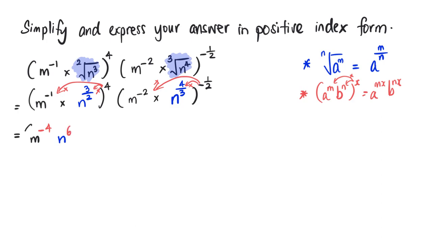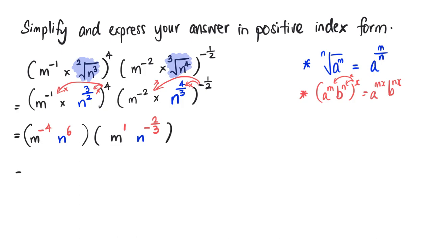Okay, and the other one, -2 times -half. This will give me m to the power of 1. As for the other, 4 over 3 multiplied by -1 over 2, that will give me n to the power of -2 over 3.